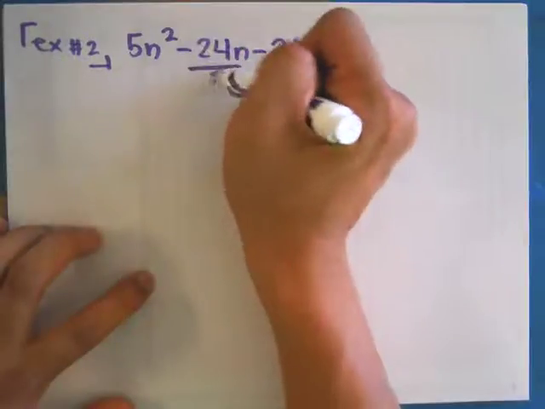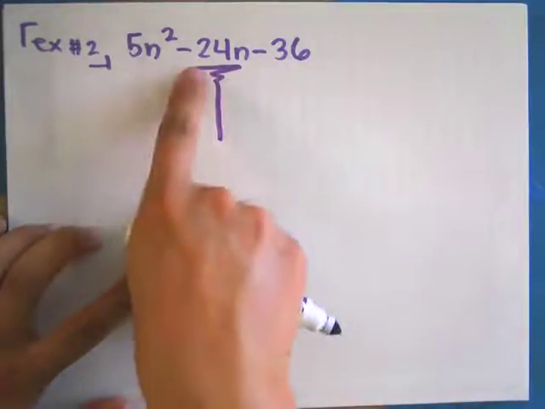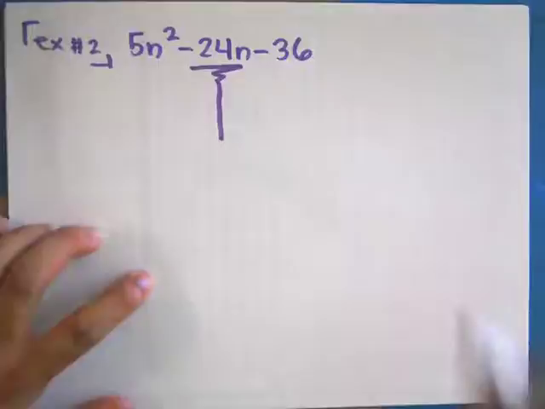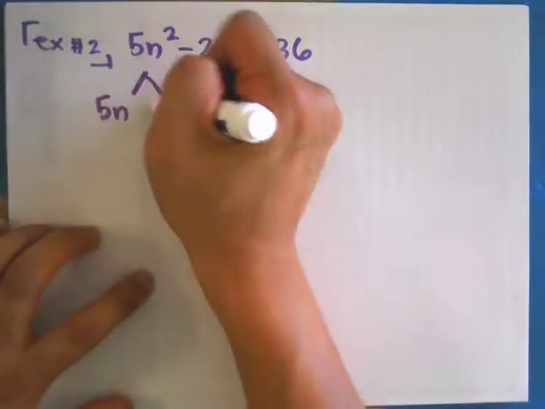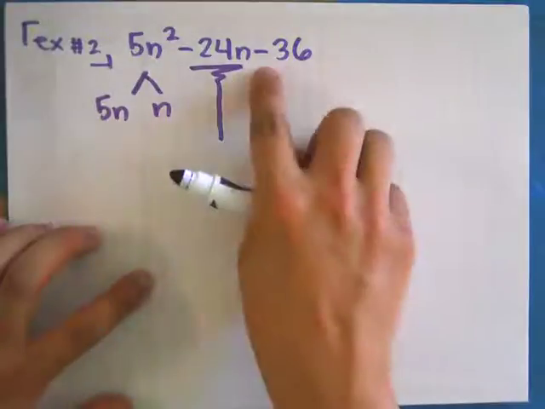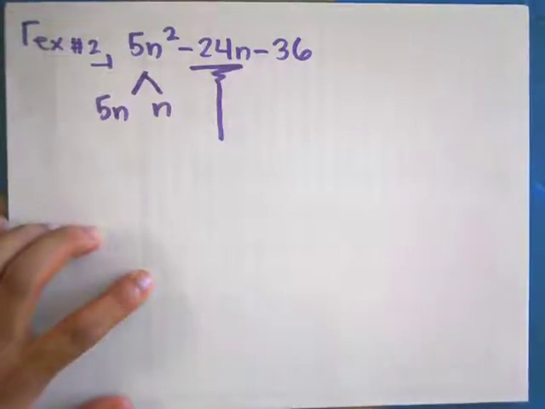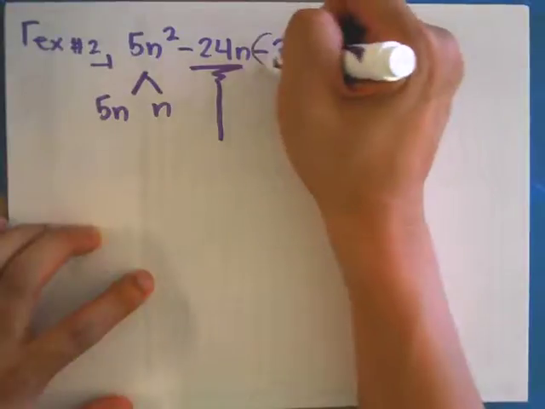Okay, so we're going to make that barrier. Our n goal is a -24n. How do we spell out 5n squared? It's going to be 5n and n. Okay. Remember, if you have a -36, really treat that as a negative, okay?